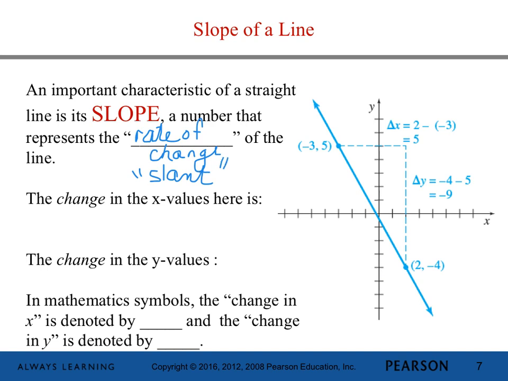The change in the x values here means that we're going from (-3, 5) to (2, -4). And so the change in x is this distance. When you go from negative 3 to positive 2, we say that the change in x, that triangle is called a delta, is 2 minus negative 3. You always start at your ending point and subtract your beginning point.